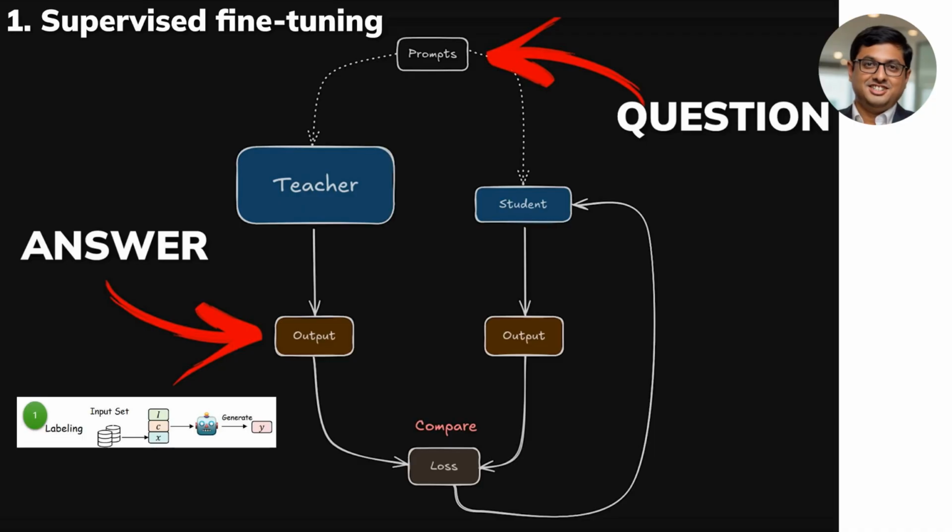In supervised fine-tuning, the same prompt is used on both teacher and student. The student's output is compared against the teacher's output, and a loss function is used to update model weights of the student. This method works best with the labeling knowledge extraction method discussed earlier.